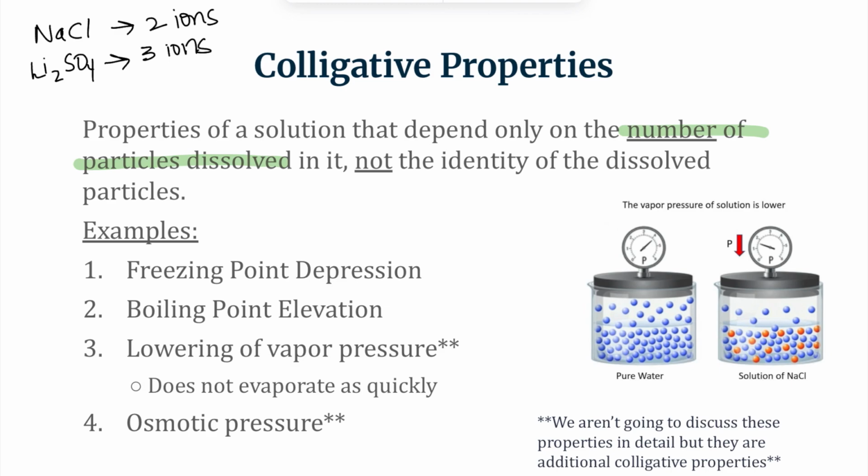Examples of colligative properties are freezing point depression, boiling point elevation, the lowering of vapor pressure, which means that something is not going to evaporate as quickly, and osmotic pressure. And these two that are kind of starred here, we are not going to discuss these in detail. We'll talk about that lowering of vapor pressure and what it means a little bit, but we are going to mostly focus on that freezing point depression and boiling point elevation and those impacts. So feel free to do more research on those ones if you want. We're going to focus on the freezing point depression and the boiling point elevation.